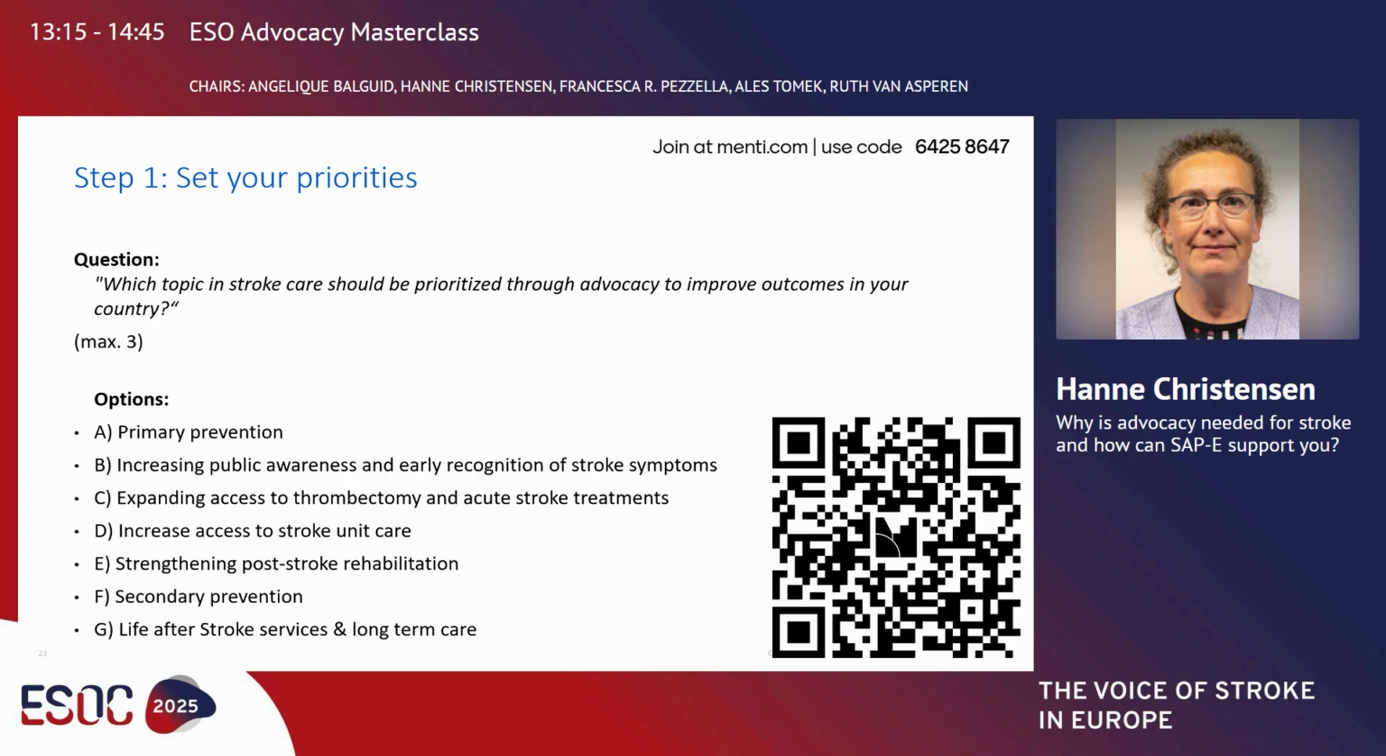And the question is, which topic in stroke care should be prioritized through advocacy to improve outcomes in your country? And you can choose multiple topics on the list. It's not that one is more important than the other in that sense, but it's to see what you think you should focus on if you think about advocacy and raising awareness?